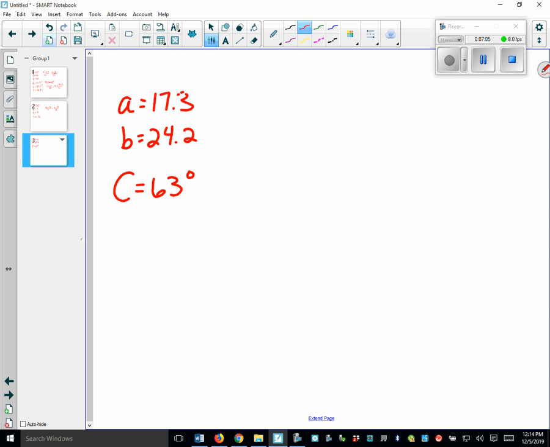Correct. Anybody else want to put what they think it is? Law of cosines. I can't use law of sines, can I? Yes, we have to do that. All right, so what am I going to have to find first? Side C.